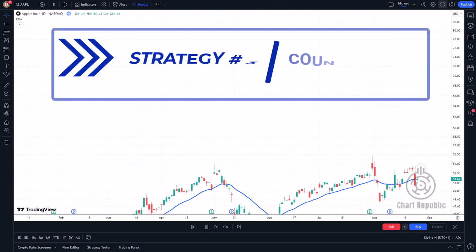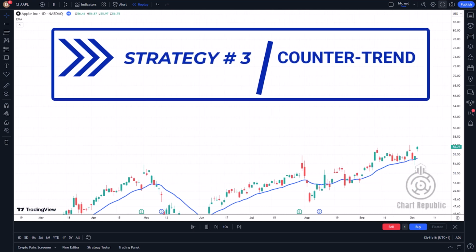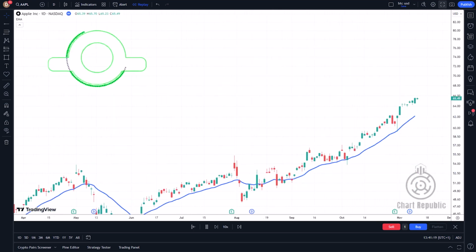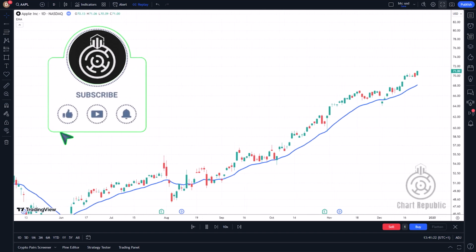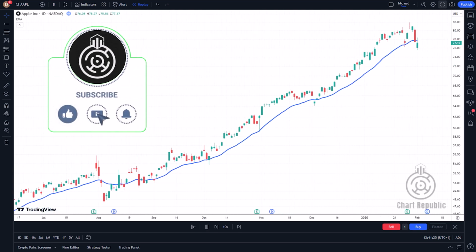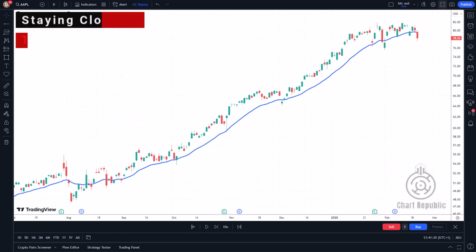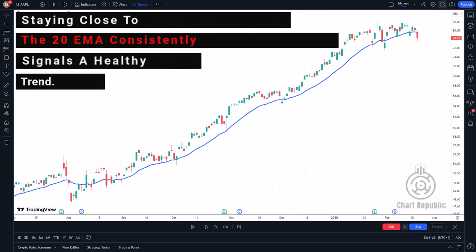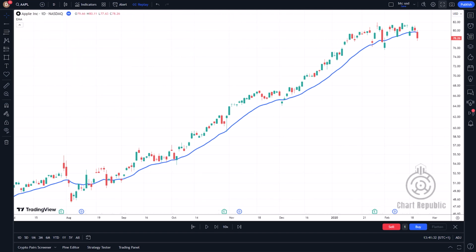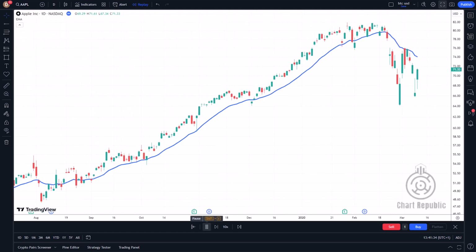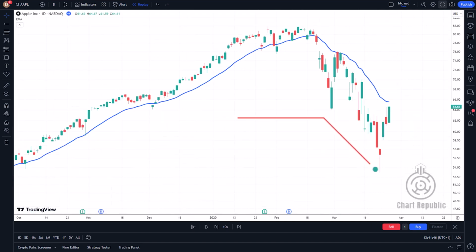Here's the third strategy, and it stands out from the previous ones. While the earlier strategies focused on riding trends, this one takes a different approach. It's a counter-trend strategy. When you observe market movements closely, you'll notice that they often hover near the 20 EMA. This consistent proximity to the 20 EMA is a key characteristic indicating a healthy trend. But there are occasions when the price deviates too far from the moving average.